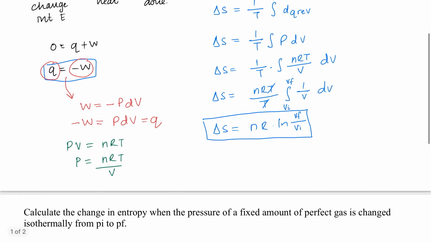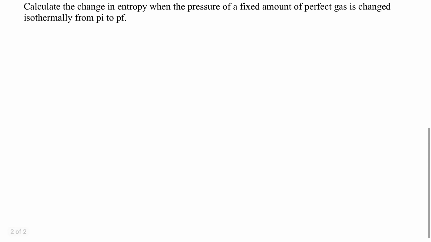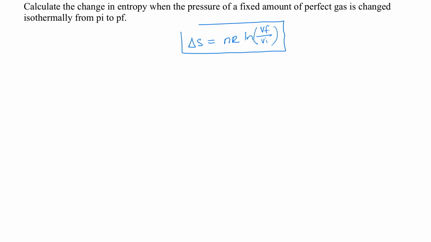Now let's take a look at the next part of this question. Calculate the change in entropy when the pressure of a fixed amount of perfect gas is changed isothermally from Pi to Pf. So what do we need to do here? We can go back to the equation that we just derived. Delta S is equal to nR times the natural log of Vf over Vi. So this is going to be the equation that we're going to be referencing.